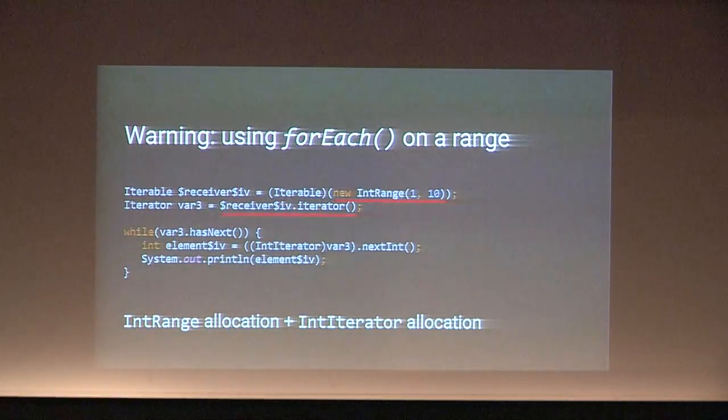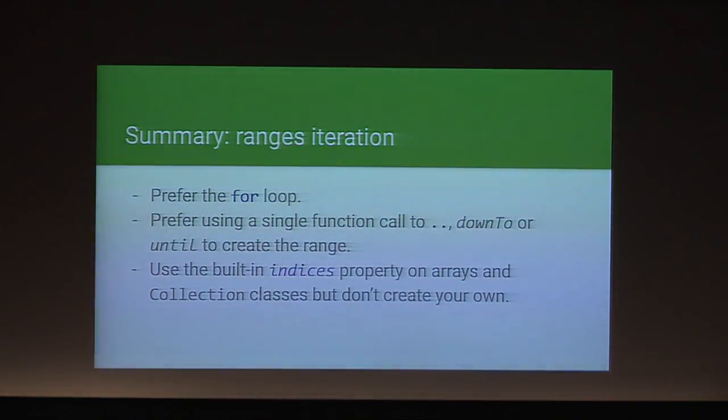So it's not a big deal, but if you do that in a loop or in a nested loop, then of course it's going to be way, way slower than a simple for loop. So prefer the for loop when you can, and prefer using a single function call to down to or until, which are optimized to create the range. Or you can also use the built-in indices property on arrays and collection classes, but don't create your own. It's better than just using until with the size.